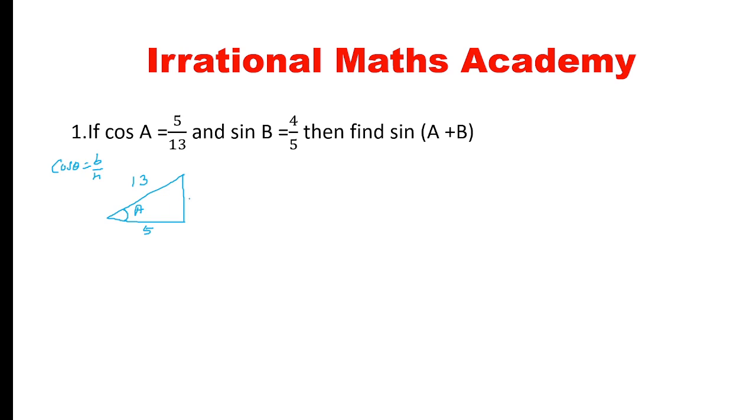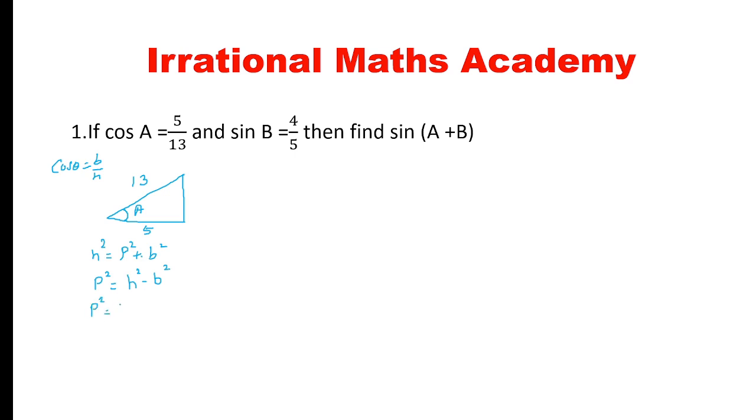And I need to know this side. Once I know this side, I can find any other ratio. How to find it? The Pythagoras theorem will apply here. Hypotenuse square equals perpendicular square plus base square. Here we already know the hypotenuse and the base. I want the perpendicular. If I transpose to this side, it becomes H square minus B square.